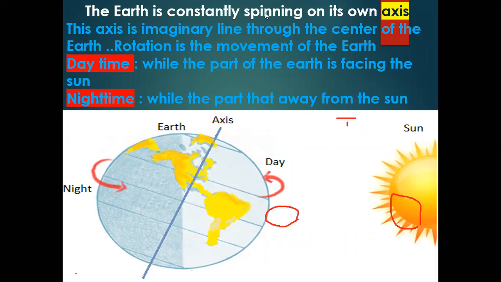The earth is constantly spinning. Spinning, meaning in Arabic... can you tell me, Marwan, the meaning? What is the meaning of spinning? يعني تدور. Okay, very good. I think most of you have a spinner to play with, right? Yes. Spinner يعني جاي من الدوران, okay?